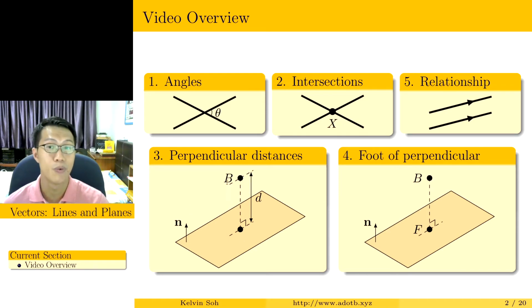So in this example, we have the point B, and we're interested in the perpendicular distance, or the shortest distance between the point B and the plane underneath it. A related concept, but slightly different, is the foot of perpendicular. We are not so much interested in the perpendicular distance now, but we are interested to find the coordinates of this point F, the foot of perpendicular, that is right underneath B.